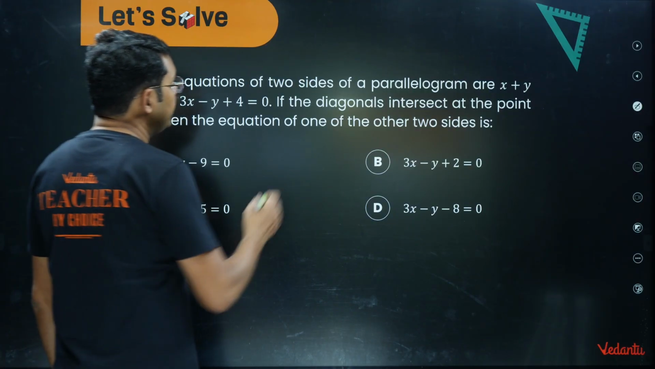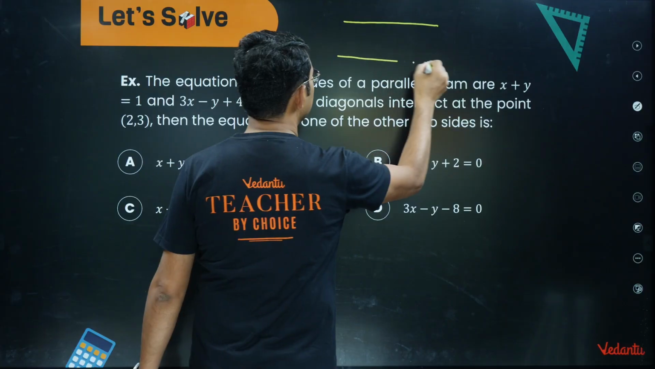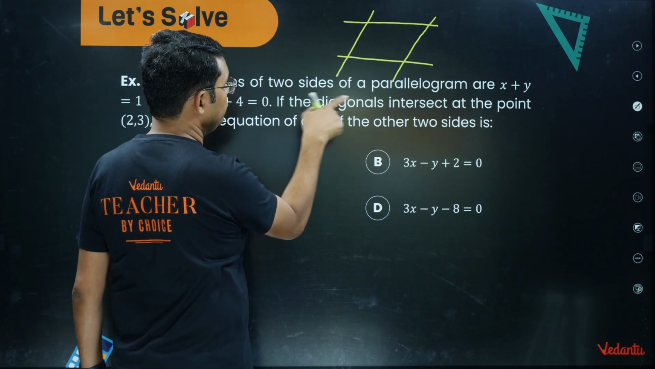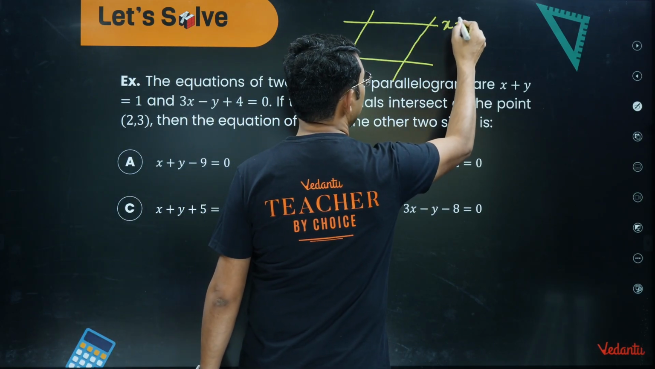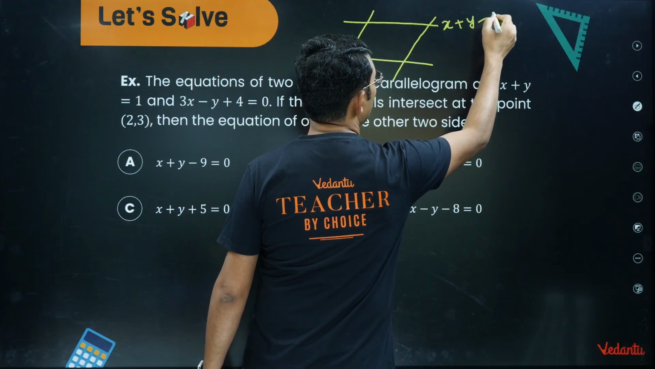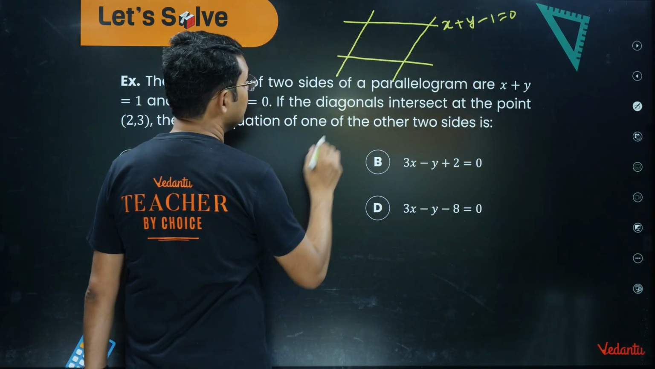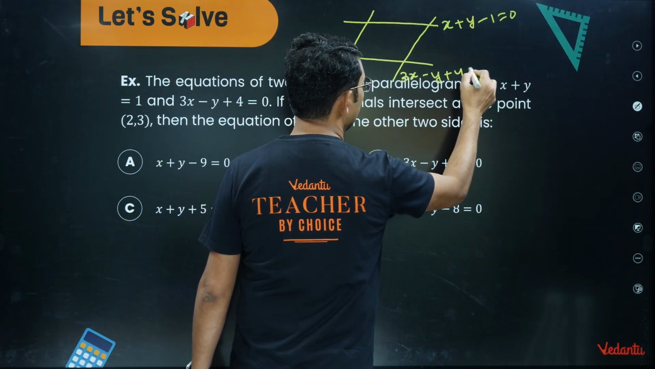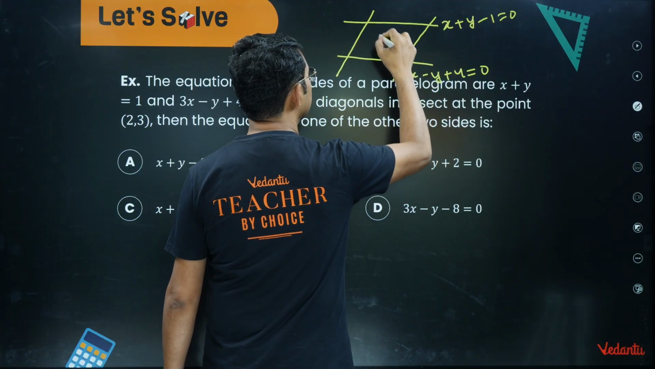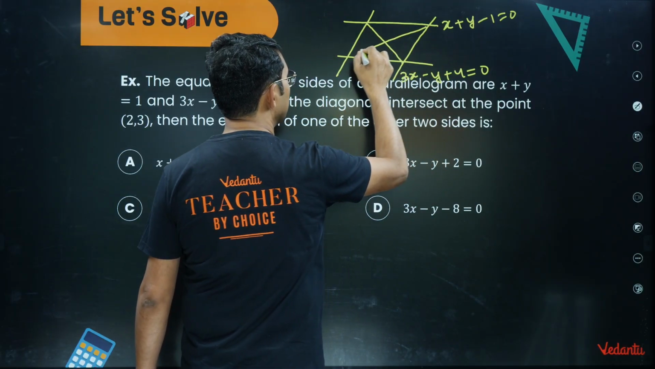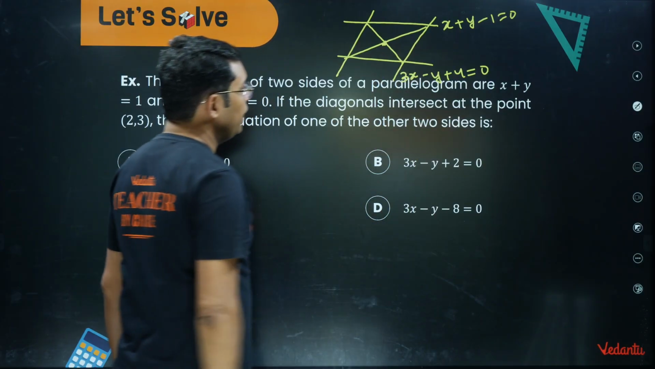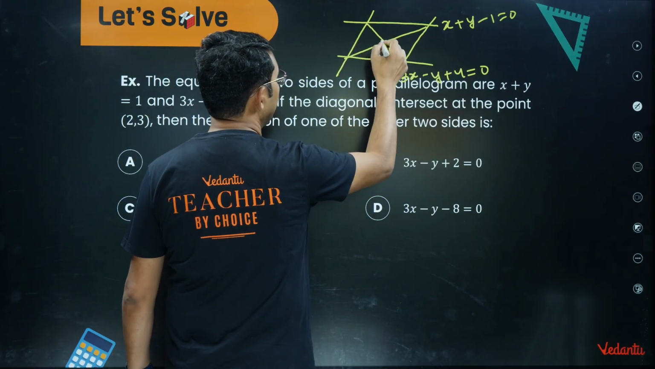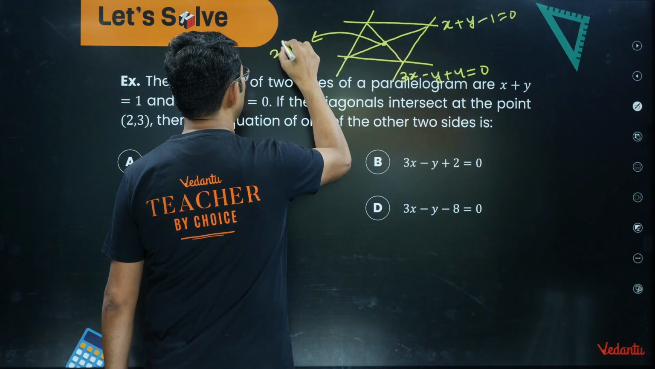Okay, so dear students, your parallelogram is something like this, let's say. One side is x plus y equal to 1 and another side is, let's say, this side, 3x minus y plus 4 equal to 0. Now these diagonals are intersecting at the point (2, 3). This point is (2, 3).